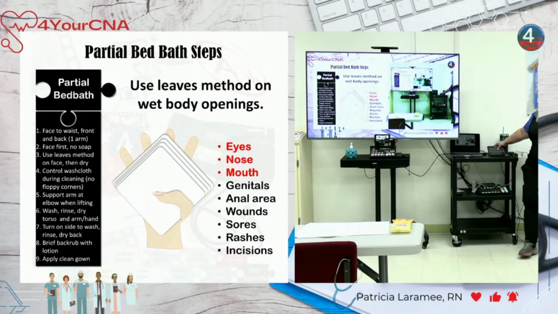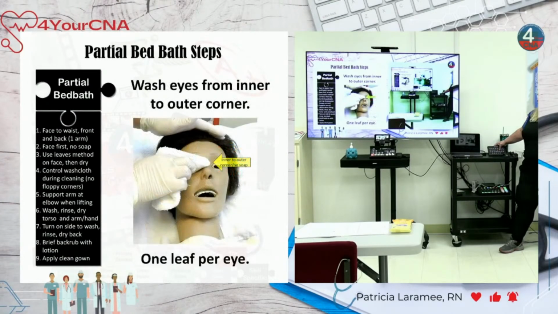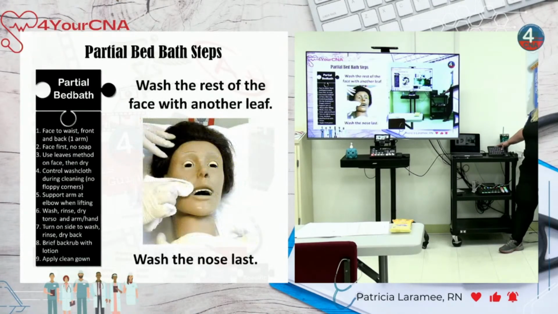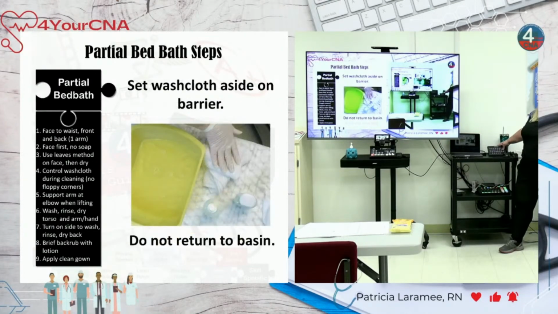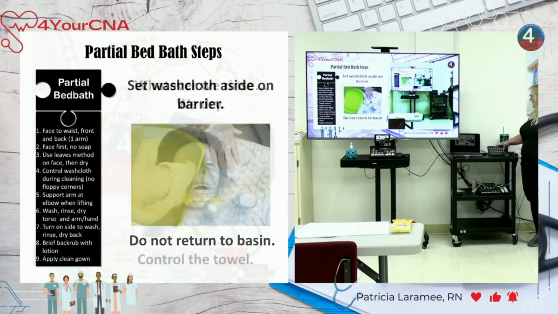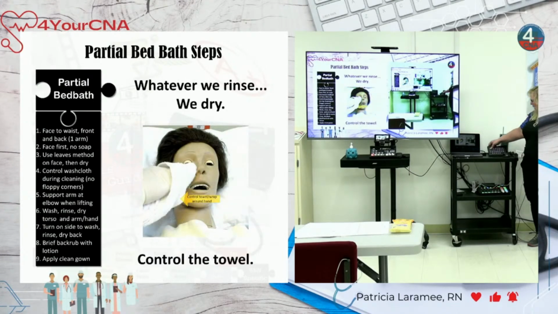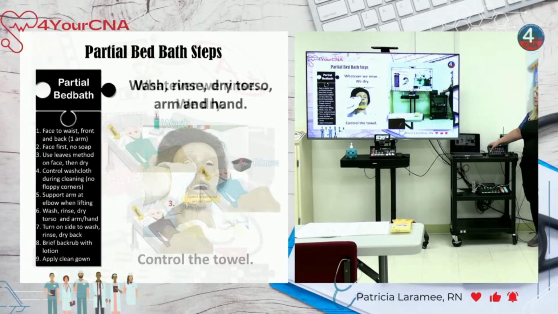We're going to use the leaves method for our wet body openings. So we're going to start at the first eye, inner to outer corner, and then we'll fold that leaf over and wipe the other eye, inner to outer corner, fold that leaf over, and then wipe the rest of the face and fold that leaf over, and then the nose last. We'll set that washcloth aside. We don't want to put it back in the basin, and we're going to dry all of those areas.